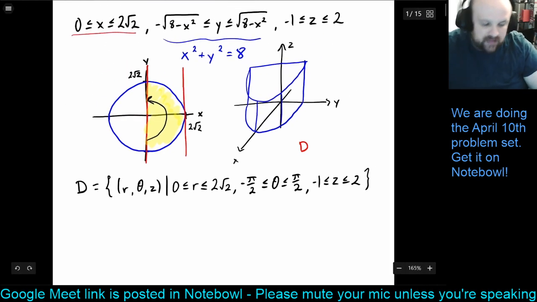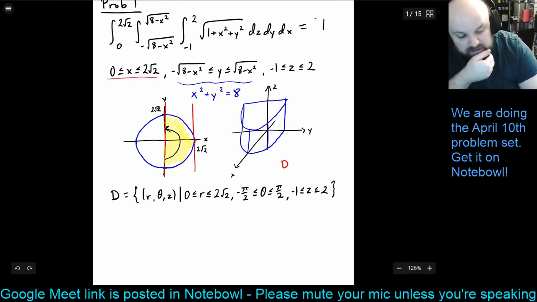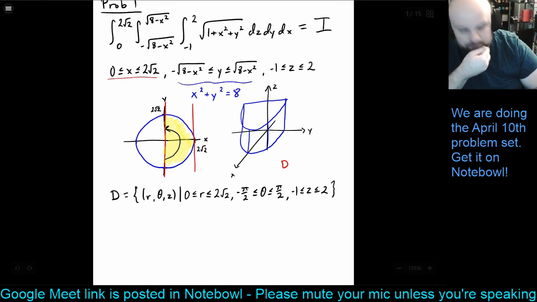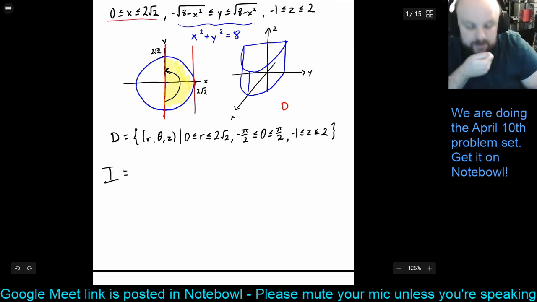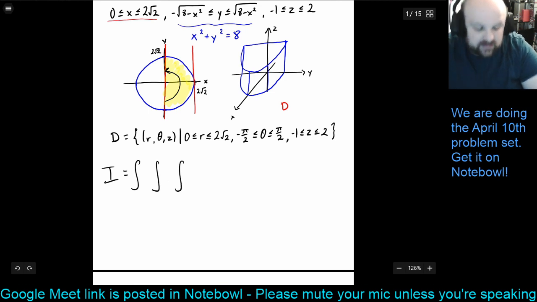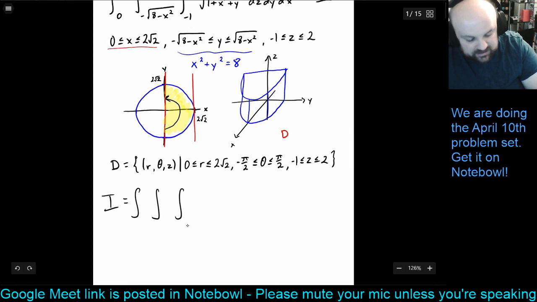So that means we need to switch this integral. So let me call this integral I, so I don't have to rewrite that whole thing. All right, let's set up the bounds first. Now, setting up the bounds is pretty easy. We have them all written right here, so we can do this in basically whatever order we want. We can actually keep the z bounds exactly the same because, again, z doesn't change. So we'll do dz first.